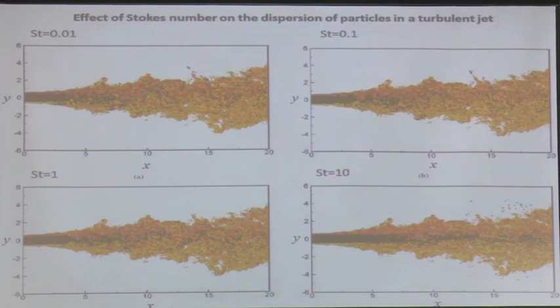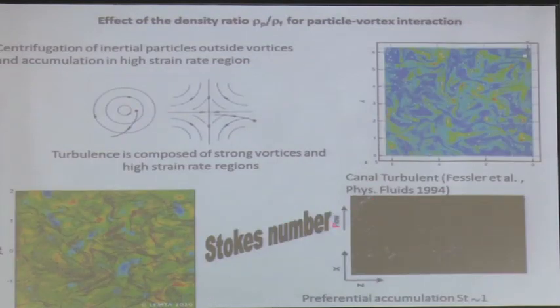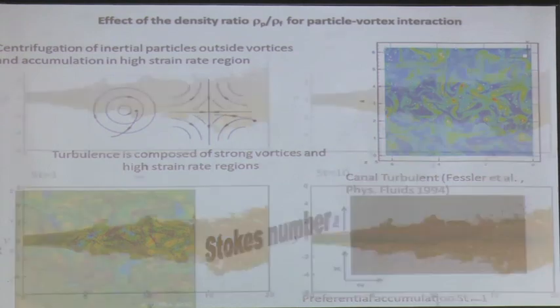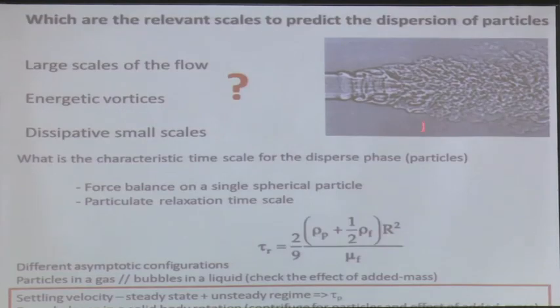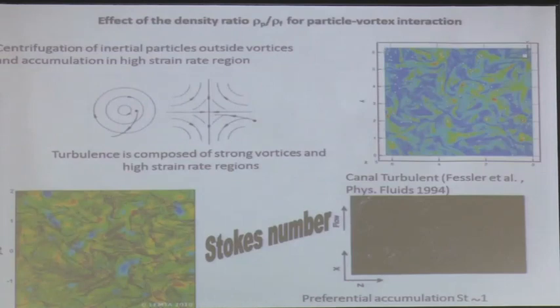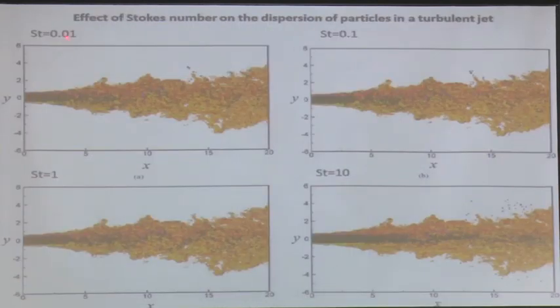So this is another plot, with similar comments, but for a different flow. Here it's a turbulent flow in a channel. Here it's homogeneous isotropic turbulence. Here it is a turbulent jet like this. And again, you see that depending on the Stokes number, 0.01, 0.1, 1, and 10, when the Stokes number is very low, the particles are evenly distributed over the width of the jet. When the Stokes number is around 1, you see these braids, these zones of accumulation.